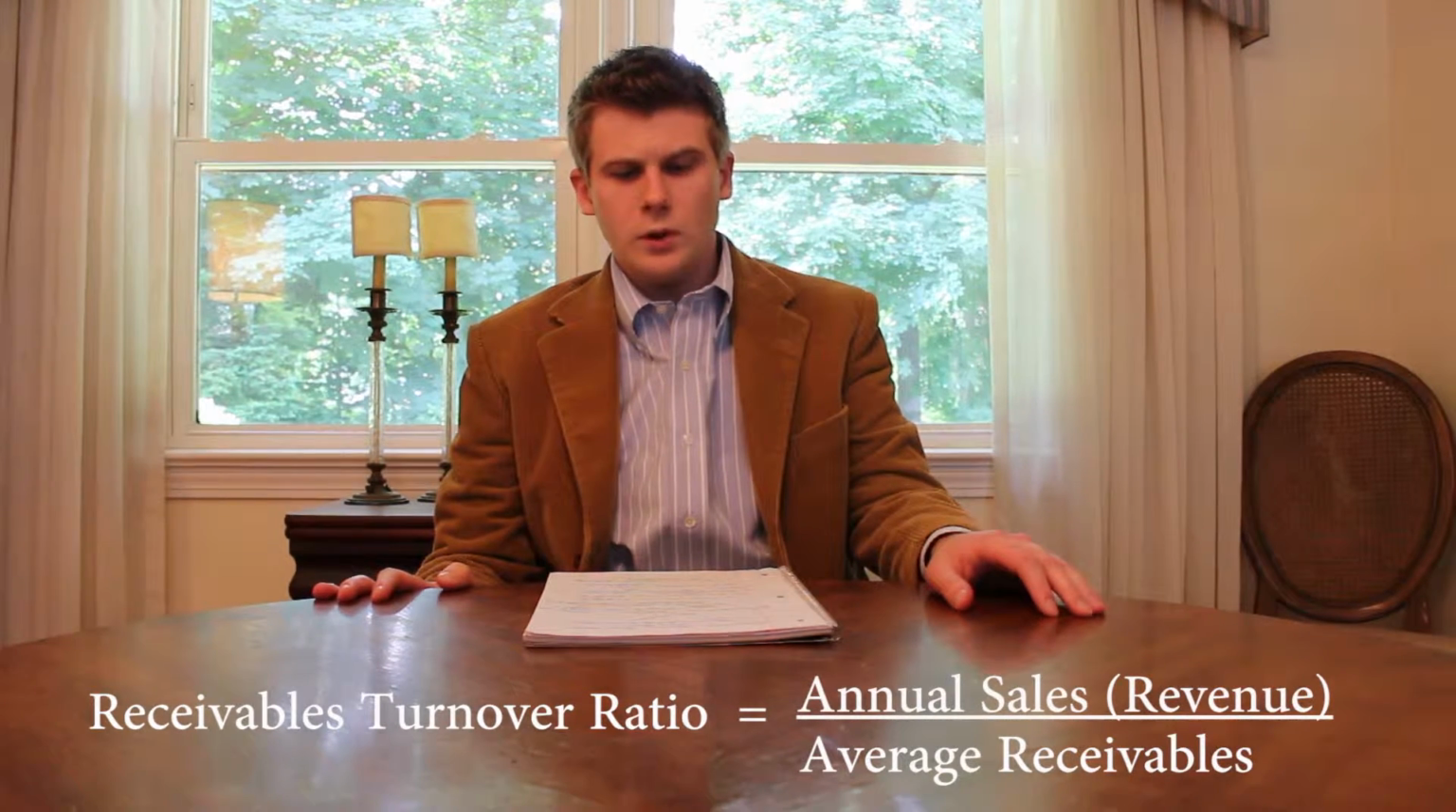Now, what is this? Where do you find it? First, it's found in the sales section of the income statement for your annual sales or revenue. And your average receivables is found from the receivables section in the balance sheet. Revenue is what you're actually given. Your annual sales are what you're actually given after being on credit.